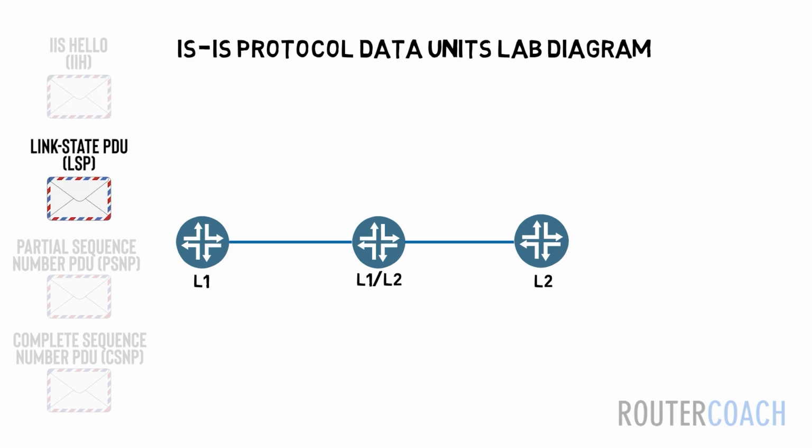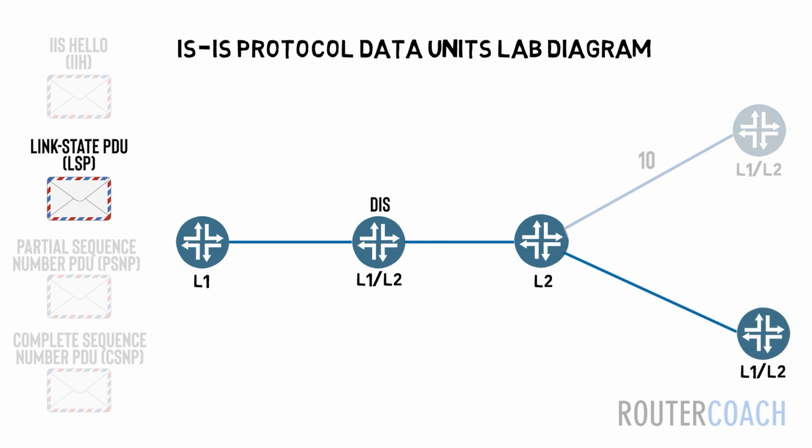Link state PDUs, also called LSPs. An intermediate system generates a link state PDU to advertise its neighbors and the destinations that are directly connected to the intermediate system. These are usually sent when an intermediate system discovers that one of its neighbors is down, or it has a new neighbor, or maybe the cost to an existing neighbor has changed.